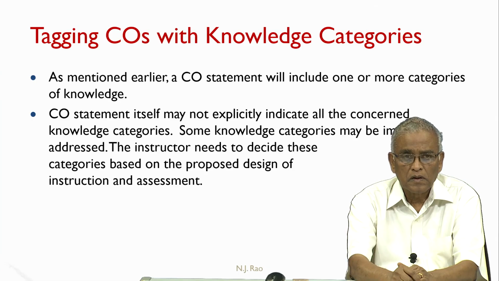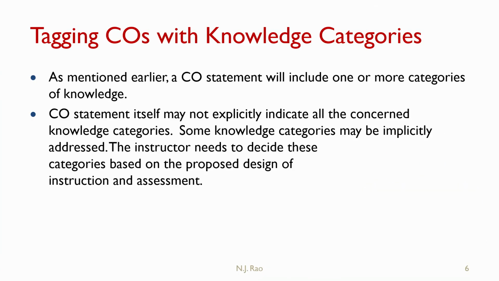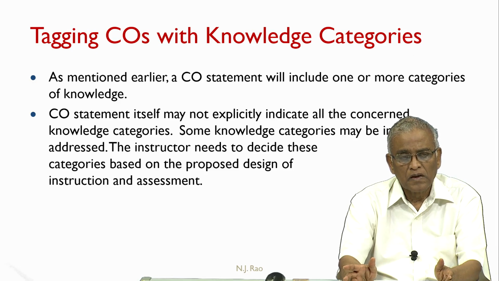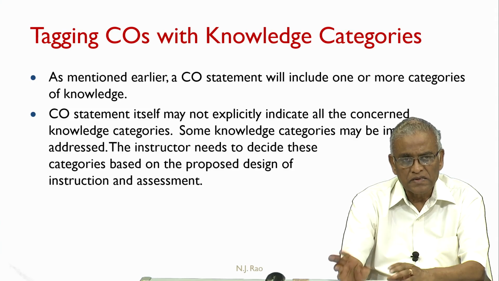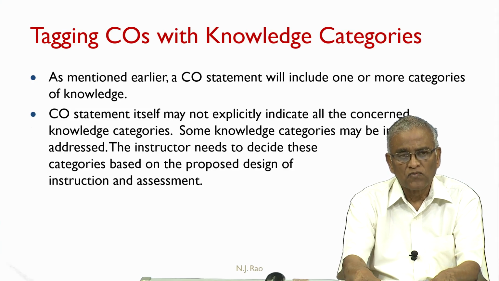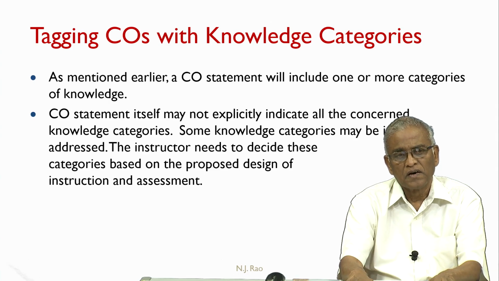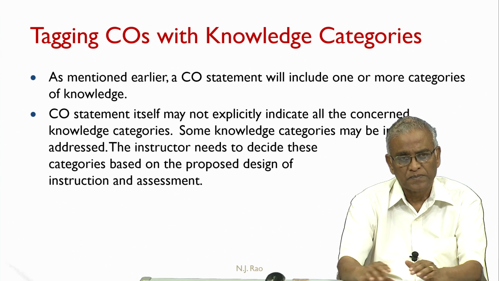And also we said a CO statement can include one or more categories of knowledge. So, you enumerate all the knowledge elements, and this in turn will be followed, optionally, by the conditions under which this action should be performed, and also a criteria of acceptance of the performance. For example, if you are writing an outcome for a laboratory exercise, to what accuracy you would like to measure something, that accuracy will come as a criterion as well. So, wherever an outcome related to laboratory work is there, one should attempt to have those conditions as well as criteria of acceptance.